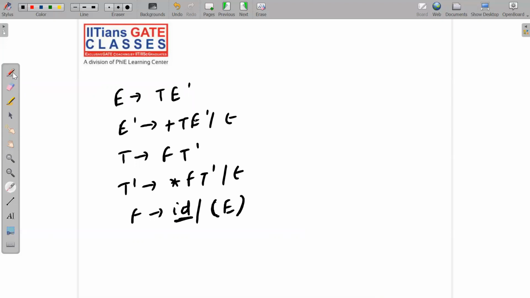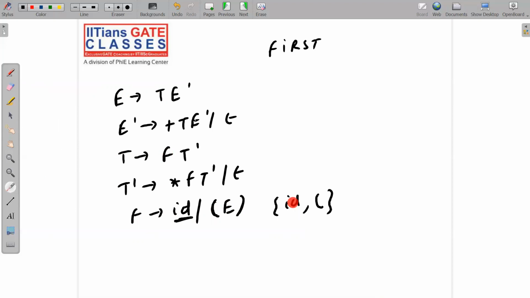Okay, now let's start. Now we are going to calculate first. So tell me one thing. First of E is first of T. So you have to find first of T. First of T is first of F. So you have to find first of F. Finding first of F is very, very easy. So I will directly say ID comma opening bracket. So these are the first of F.